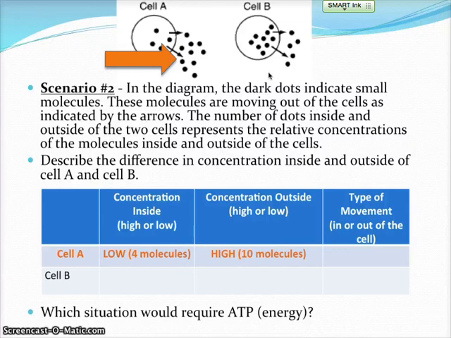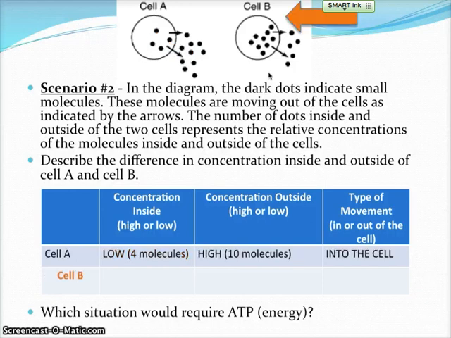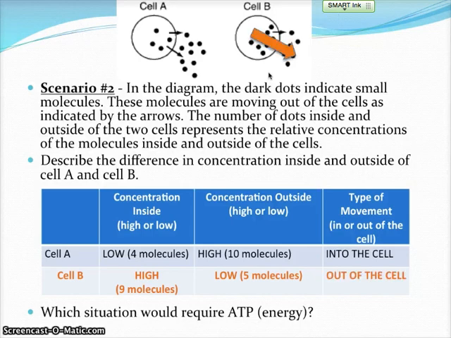What direction should the molecules be moving? Into the cell. Cell B. Concentration inside, is it high or low? It's high. Notice that there are 9 molecules inside, and what about 5 molecules outside, so 5 is low. So molecules should be moving out of the cell.